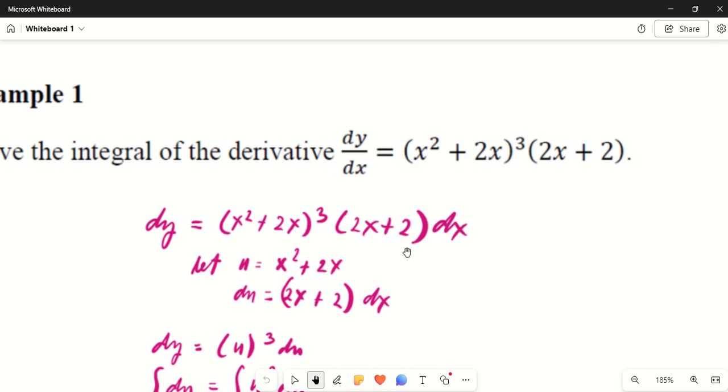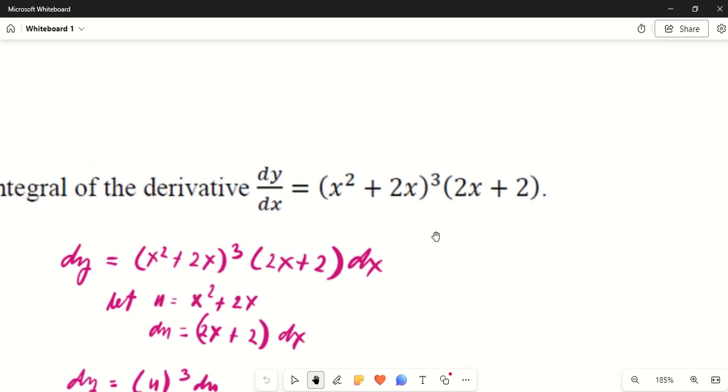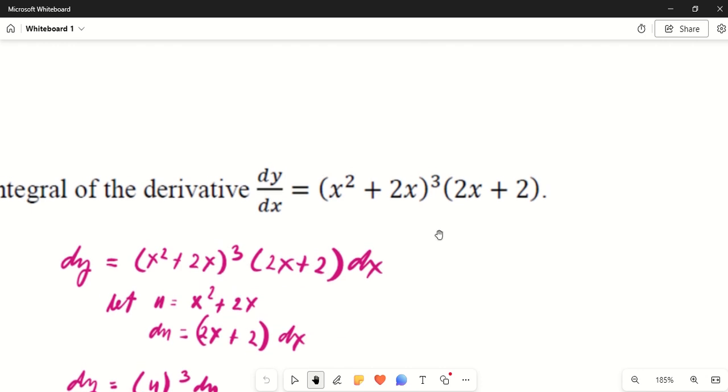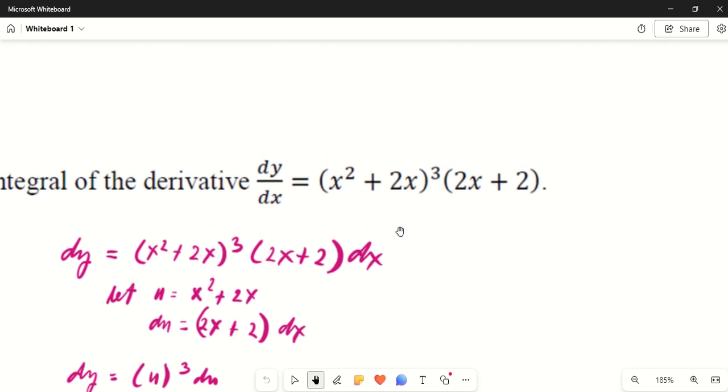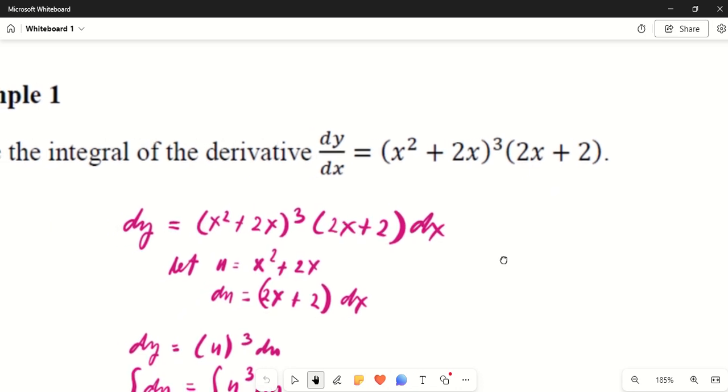Then the next thing that we need to do is to identify our u. You look at the given. Here, there are two expressions enclosed inside the parentheses. So we have here the x squared plus 2x and 2x plus 2. But if you look at the first expression, x squared plus 2x, and take its derivative, the derivative is 2x plus 2, which is definitely the second expression enclosed inside the parentheses. So we make use of the first expression as our u.